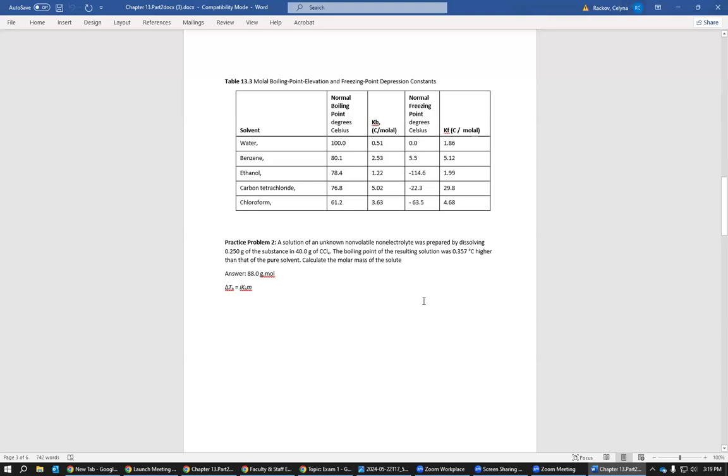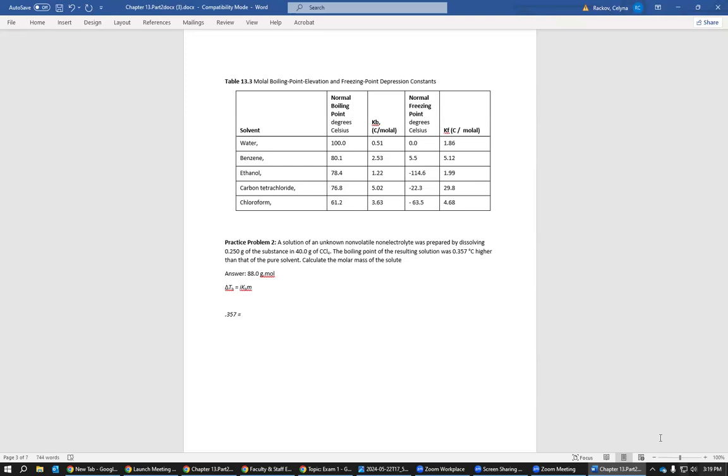Okay, so then this problem 2 here: a solution of a non-volatile, non-electrolyte was prepared by dissolving 0.250 grams of the substance in 40 grams of carbon tetrachloride. The boiling point of the resulting solution was 0.357 degrees higher than the pure solvent. So you know that your delta TB here will be 0.357, right? Okay, 0.357 is equal to i.